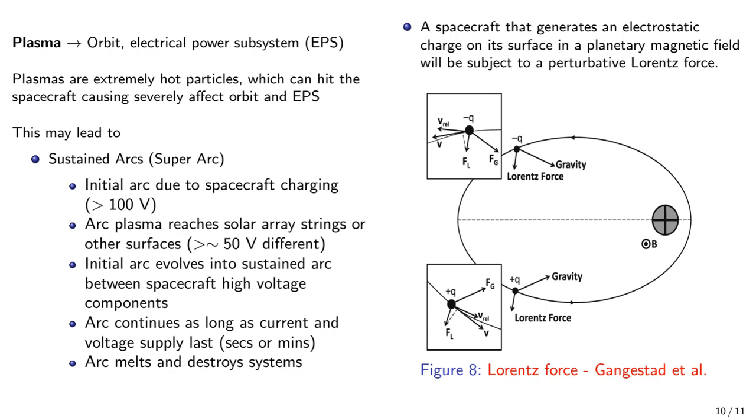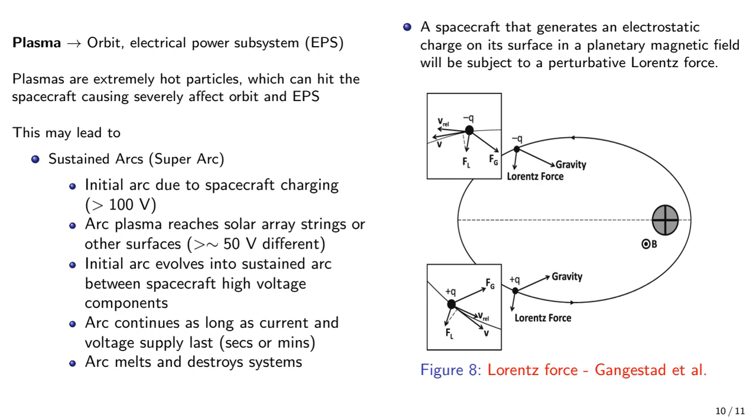It's going to affect the orbit and electrical paths of systems, your EPS. That's because they are extremely hot particles and they can actually hit the spacecraft. And if that happens, it severely affects your spacecraft, the orbit, and your electrical power system. There's one important, major one, which is called the sustained arc. This sustained arc actually develops if the plasma hits the spacecraft. There's the initial arc that is caused by spacecraft charging.